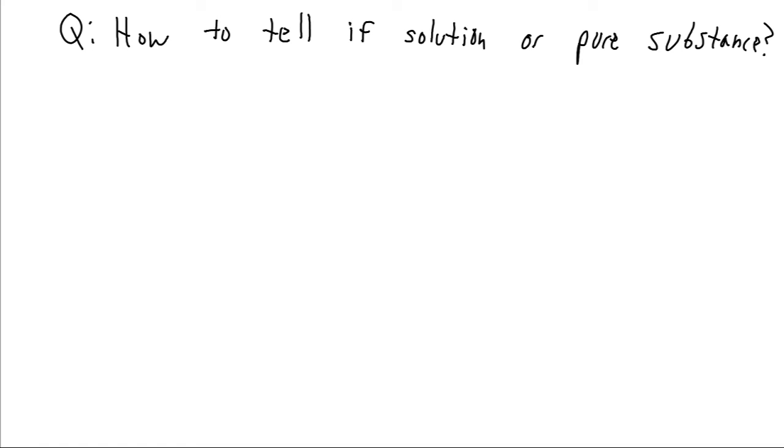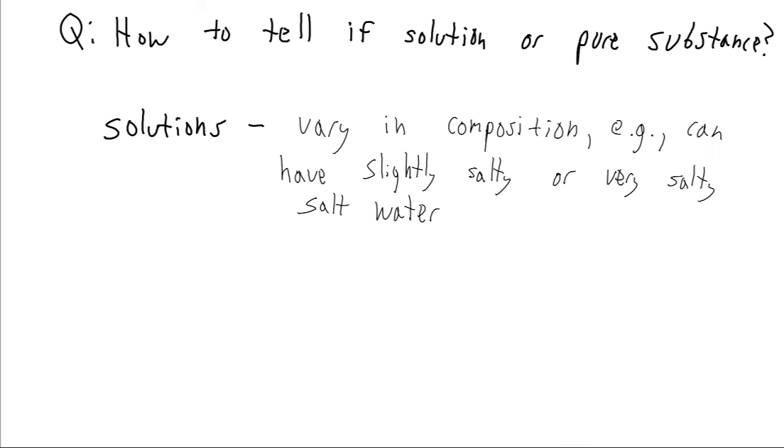But what if you're just thinking about it and trying to decide whether you should list something as a solution or as a pure substance? My hint to you would be that if it's a solution, since it's made of multiple components and you could have varying amounts of those components, that means that it's going to vary in its properties. So you could have slightly salty water that had a little bit of salt in it, or you could have very salty water that had a lot of salt in it.